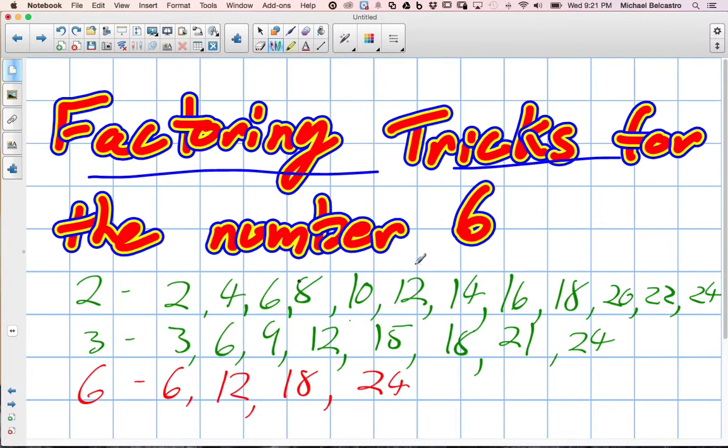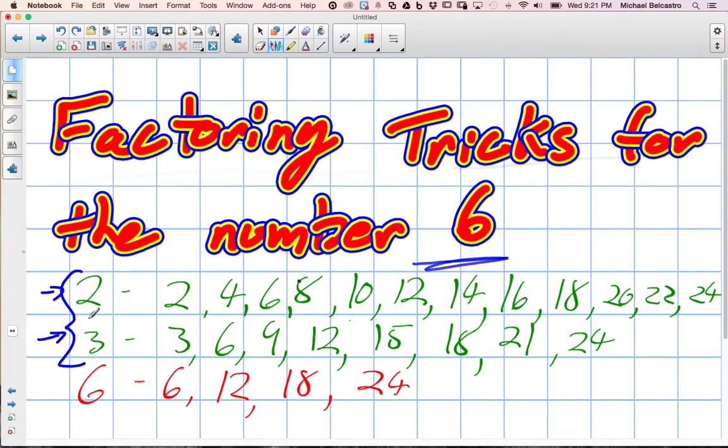Factoring tricks for the number 6. So the factoring trick for the number 6, and the reason I've written out the multiples of 2 and 3 is because for 6, the rule is if the numbers 2 and 3 both go in, then 6 is divisible.